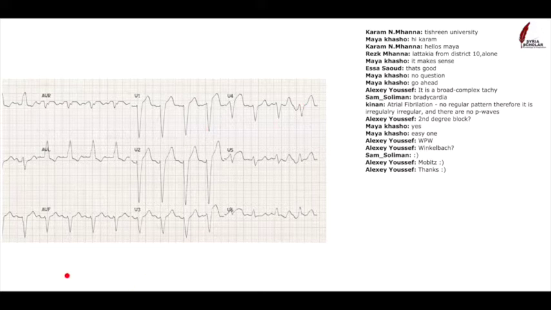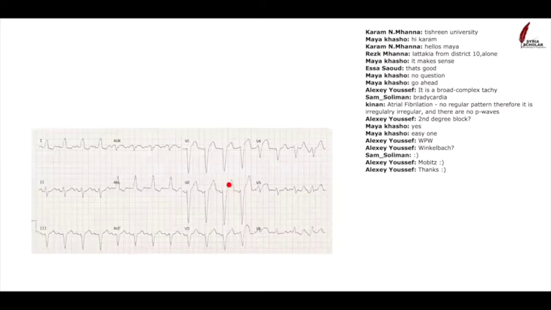So, can anyone tell me, let's do a poll. Is this right bundle branch block, or is it left bundle branch block? Oh, it's about 50-50 people are voting so far. Still got a few people to vote. Give you another 10 seconds to vote on your choice.